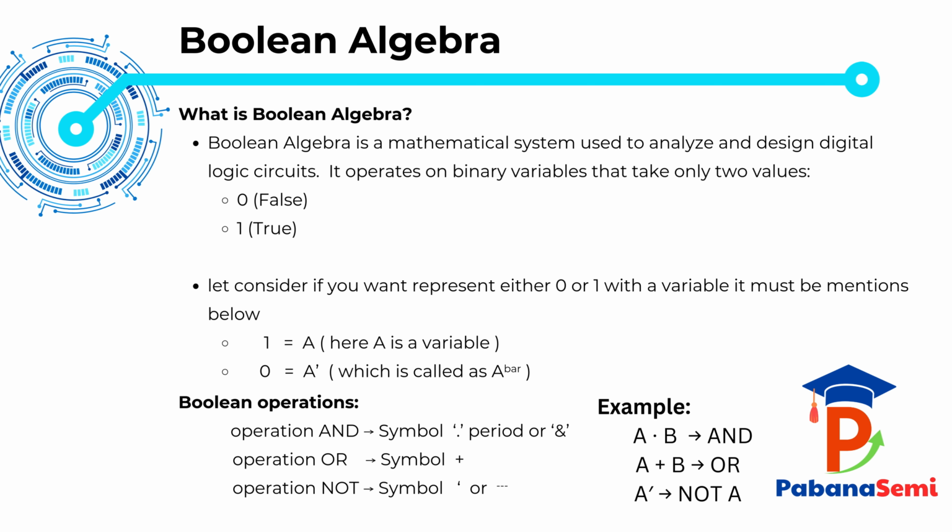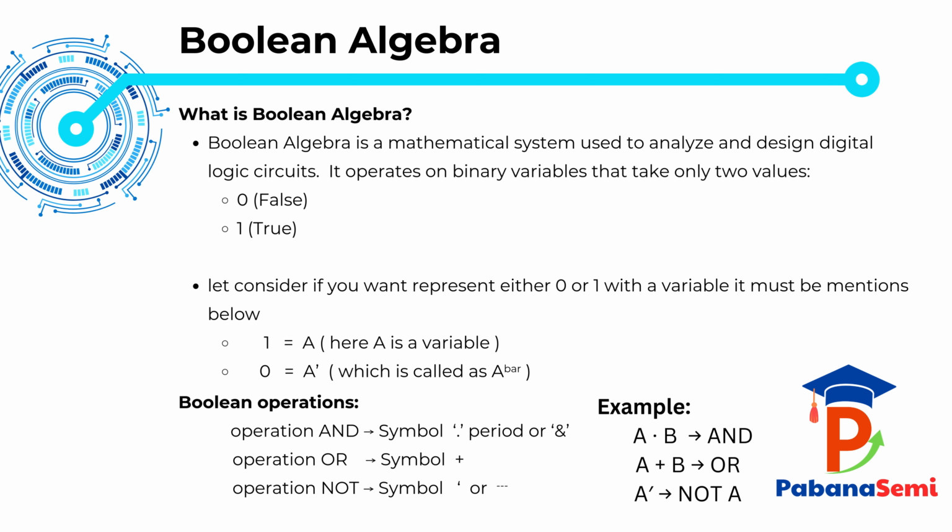Next, let's look at the basic Boolean operations. The first operation is AND. The AND operation is represented by a dot, or sometimes simply by writing variables together. For example, A dot B means A and B. The second operation is OR. The OR operation is represented by a plus symbol. So A plus B means A or B.